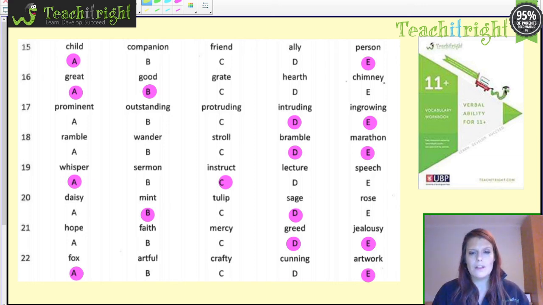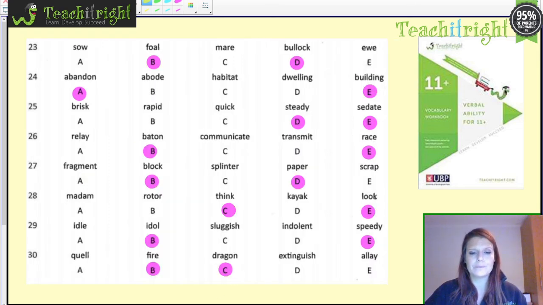21, these are not nice characteristics, whereas hope, faith, and mercy are indeed pleasant. 21, that was 21, sorry, 22. Artful, crafty, and cunning. These are all synonyms of each other and synonyms for sly. 23. The others are female animals. A sow, mare, and a ewe. A foal and bullock are young baby animals.